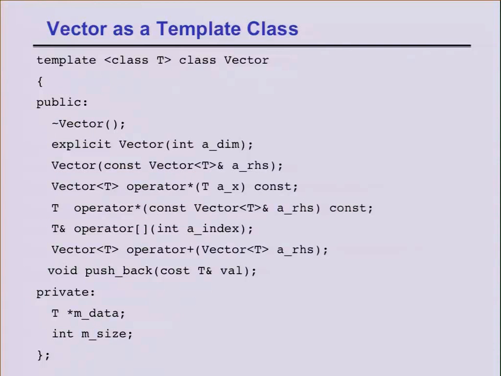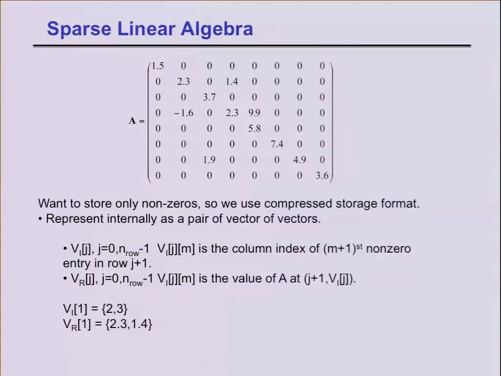You'll see in a minute how the syntax works when you actually want one of these for a specific T. Now, internally, it's represented as a pointer to T and an integer which gives the size. But you don't know that. All you see is this interface. So how would we use this? We'll do this to show how you would represent sparse linear algebra, sparse matrix vector multiplication.